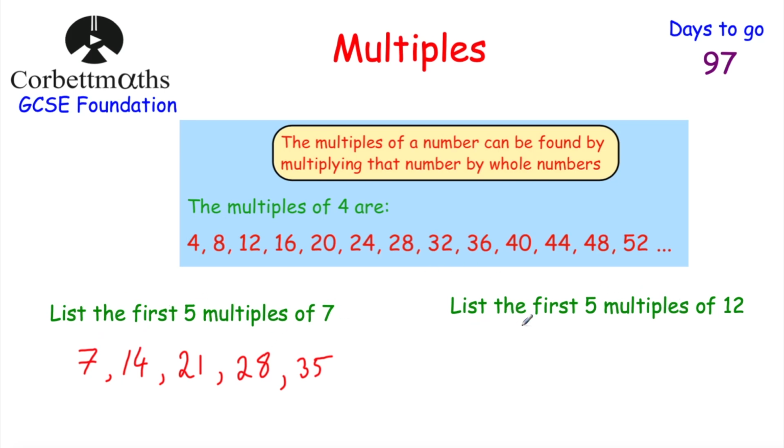Okay, next we've been asked to list the first 5 multiples of 12. So let's start off by writing the number itself, 12, and then the next one would be 24, and then adding another 12 would be 36, add another 12 would be 48, and adding another 12 would be 60. Or knowing the 12 times tables, they go 12 times 1 is 12, 12 times 2 is 24, 12 times 3 is 36, and so on. So the first 5 multiples of 12 will be 12, 24, 36, 48, and 60.